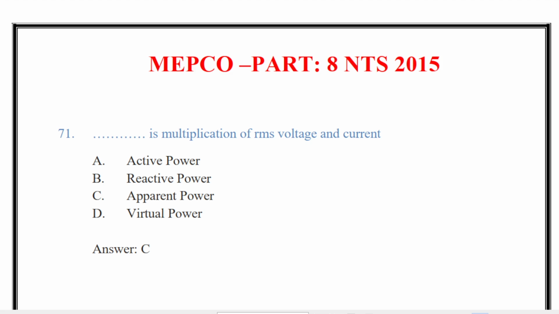Dash is the multiplication of RMS voltage and current. The correct answer is C, apparent power.